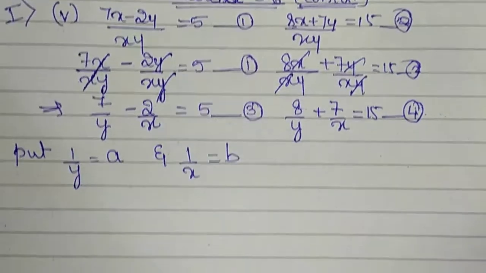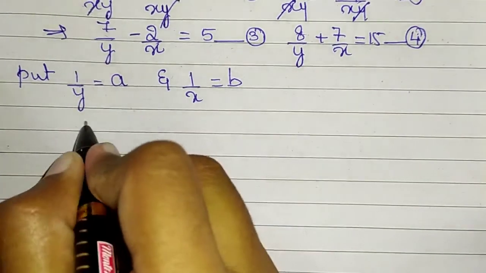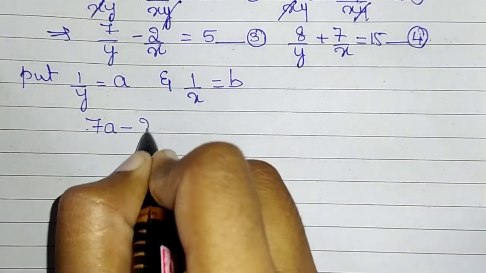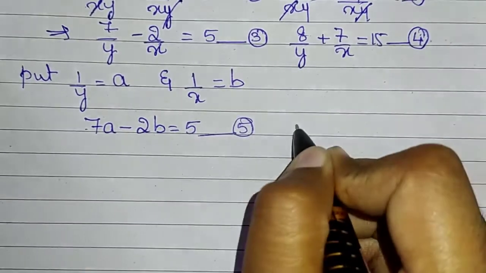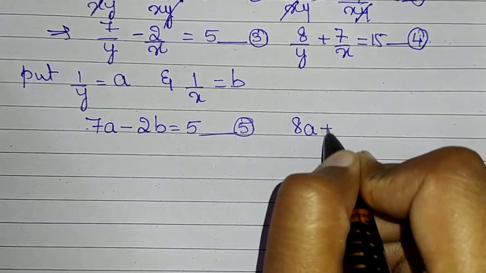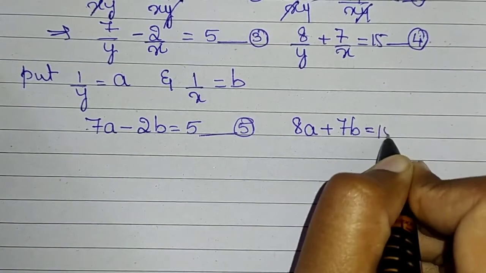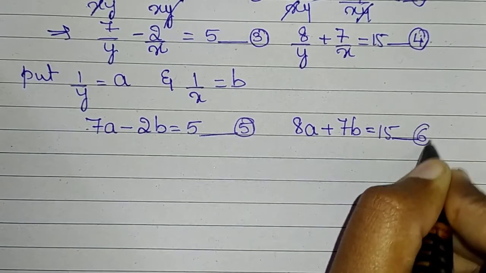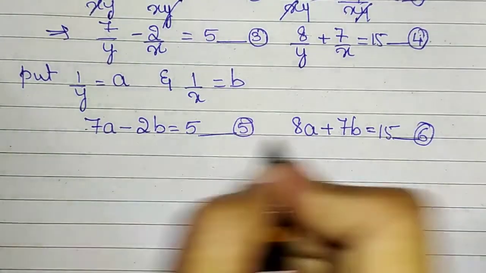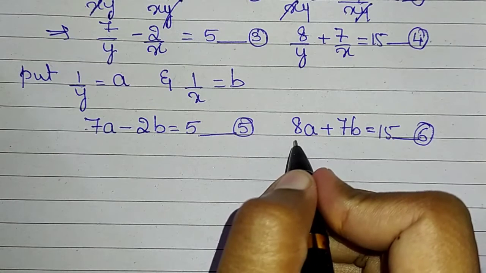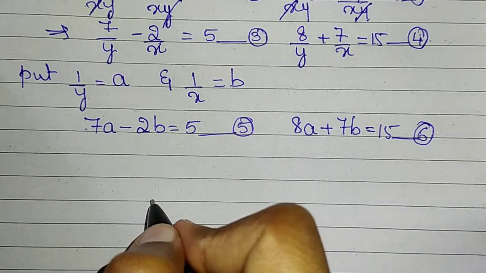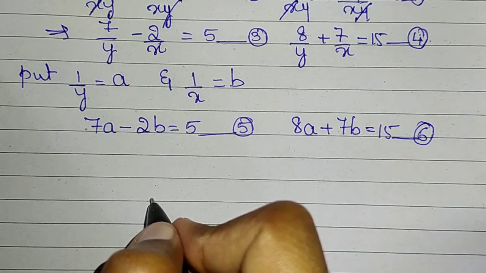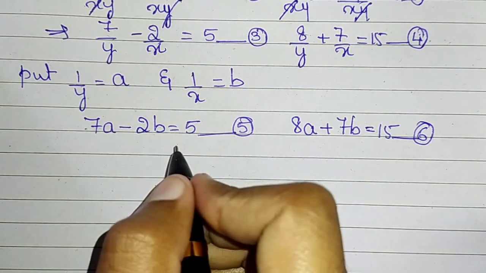So then we can rewrite our equations as 7a minus 2b is equal to 5, fifth equation, 8a plus 7b is equal to 15. This is the sixth equation. So now, since we have our two equations in the form of linear equations in two variables, using the elimination method, we will eliminate one of the variables and find the values of a and b, and thereby finding values of x and y. So here let us eliminate b.